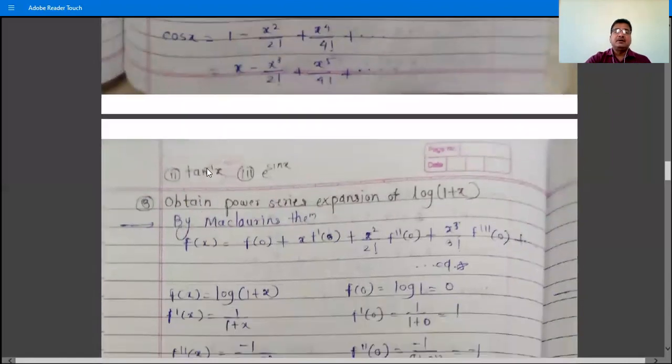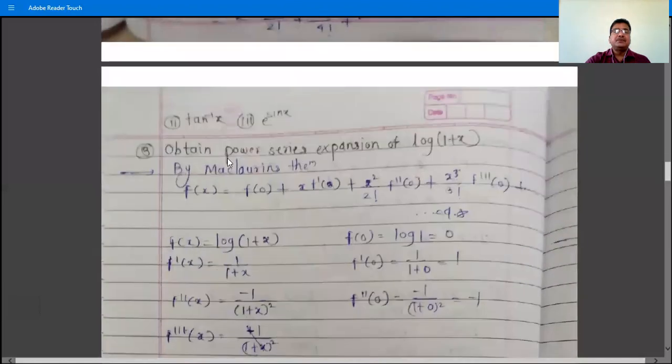Okay, tan inverse x, e raised to sin x. So the third one is: obtain the power series expansion of log 1 plus x. By Maclaurin's theorem, f x is f of 0 plus x f dash 0 plus x square by 2 factorial f double dash 0 plus x cube by 3 factorial f triple dash 0, and so on. This is equation number star.